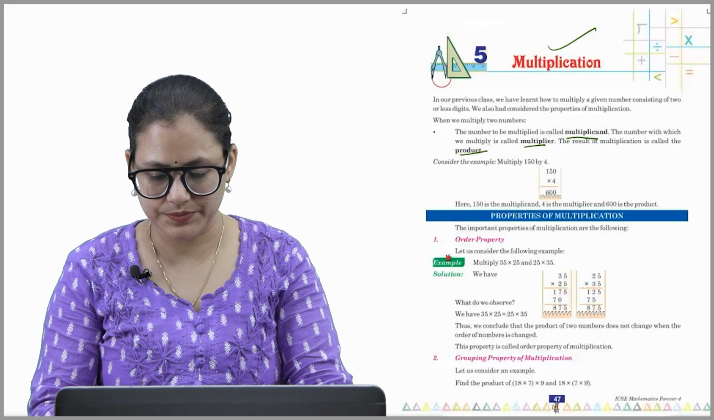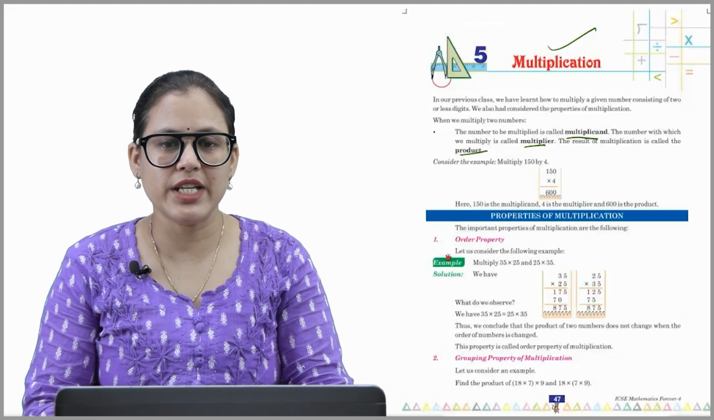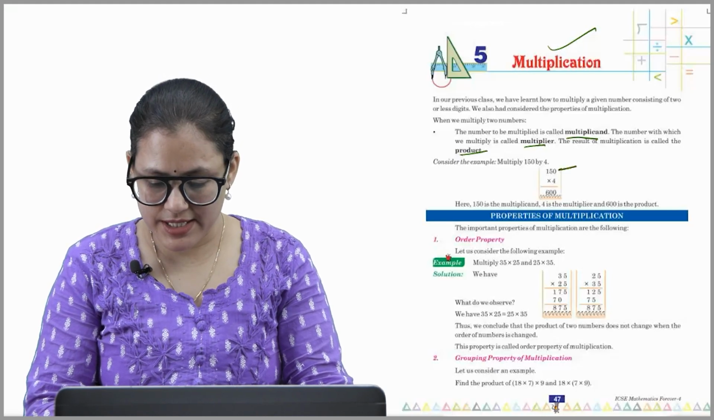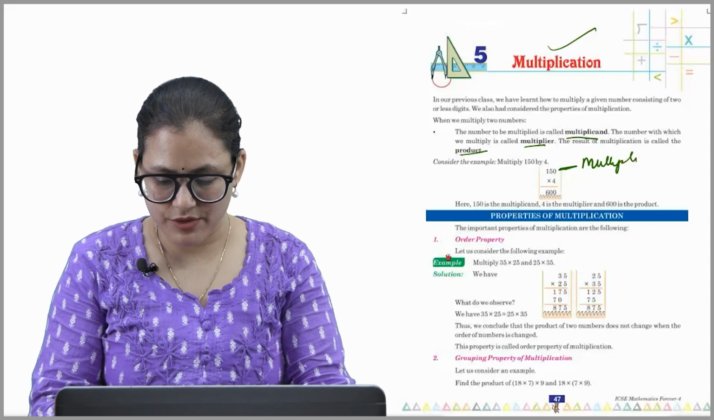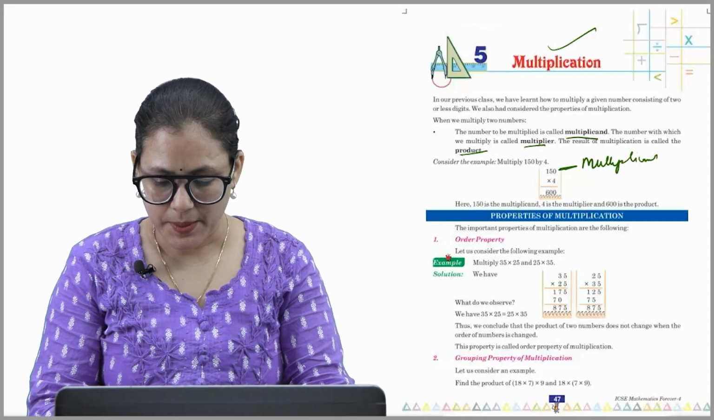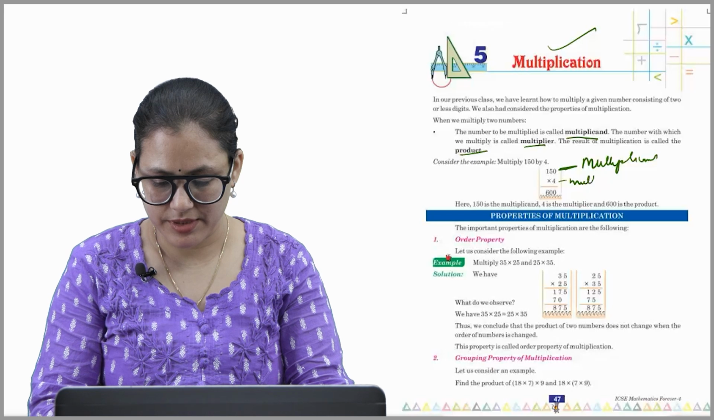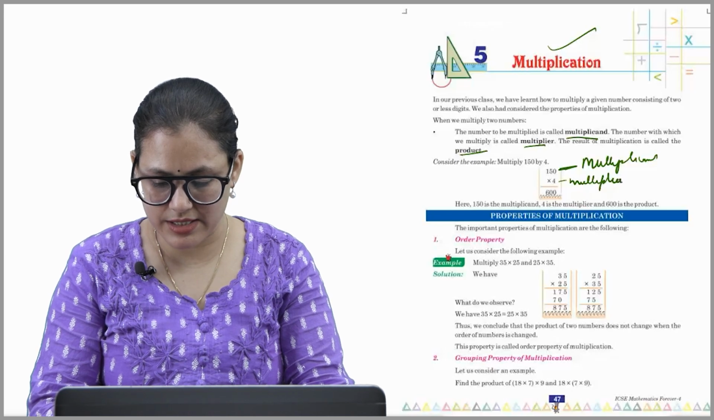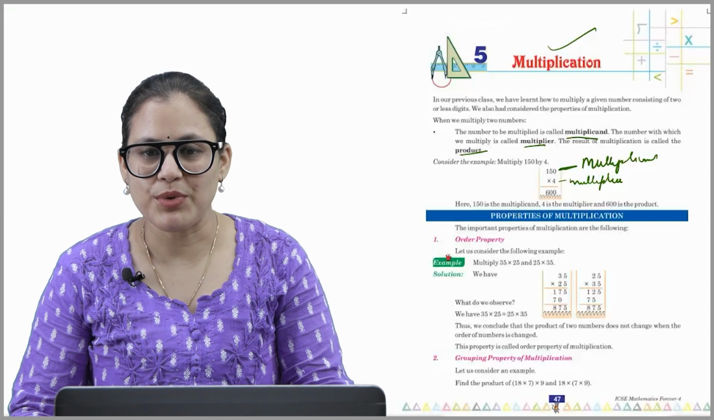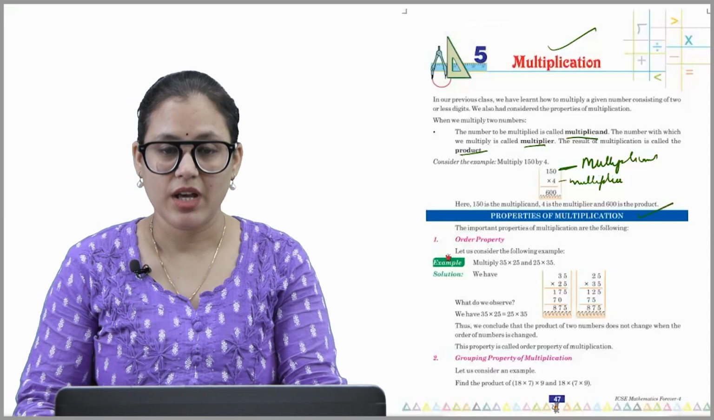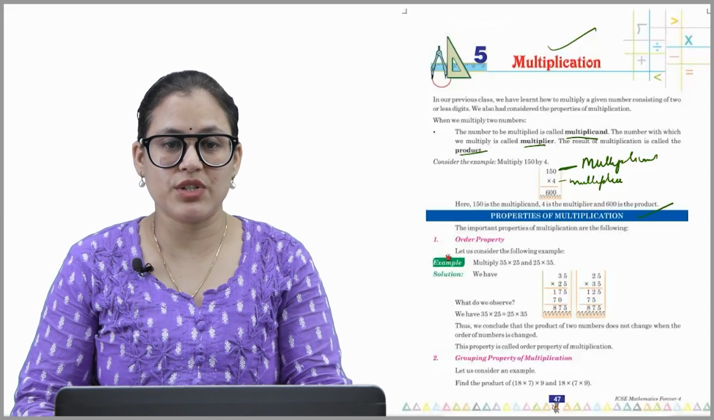For example, 150 into 4. 150 is the multiplicand, okay, and 4 is what? Multiplier, and the answer we get is 600, which is the product, okay. So now, properties of multiplication. The important properties of multiplication are the following.